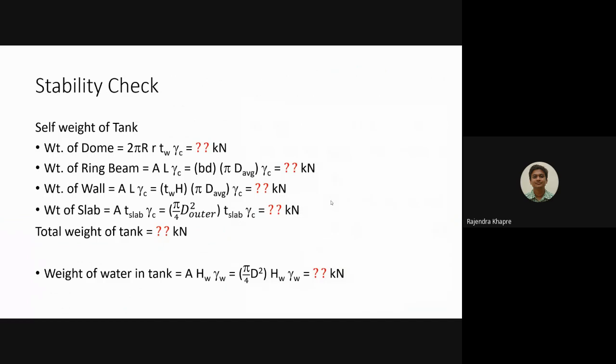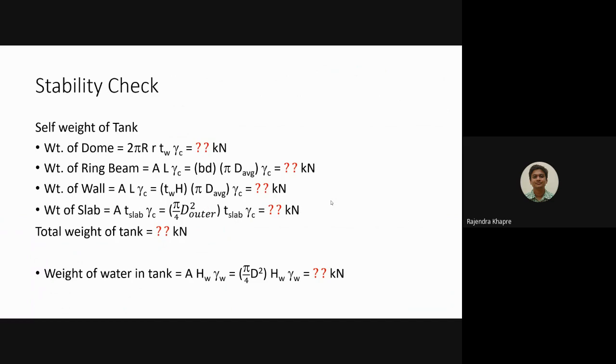So let us do this calculation. First, we have to check stability. For the stability check, the first is the self-weight of the tank. The self-weight of the tank consists of the weight of the dome, weight of the ring beam, weight of the wall, and weight of the slab. There are four major components. I'm not talking about the weight of the water.